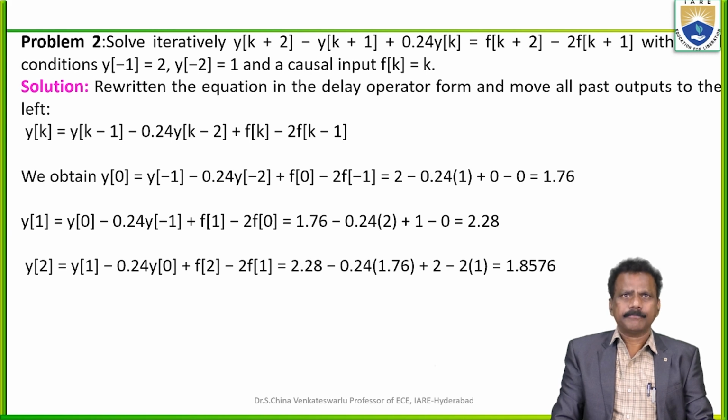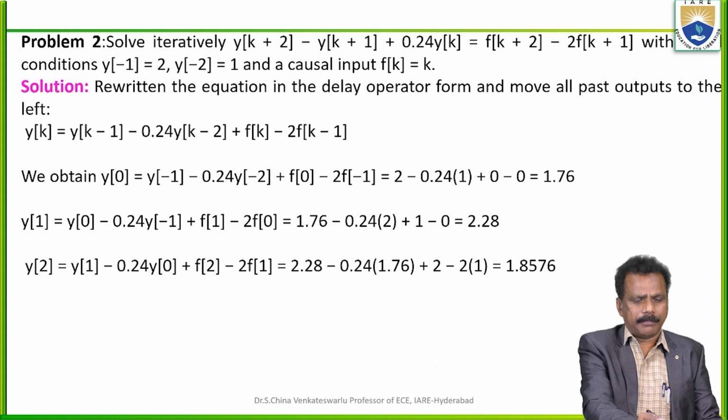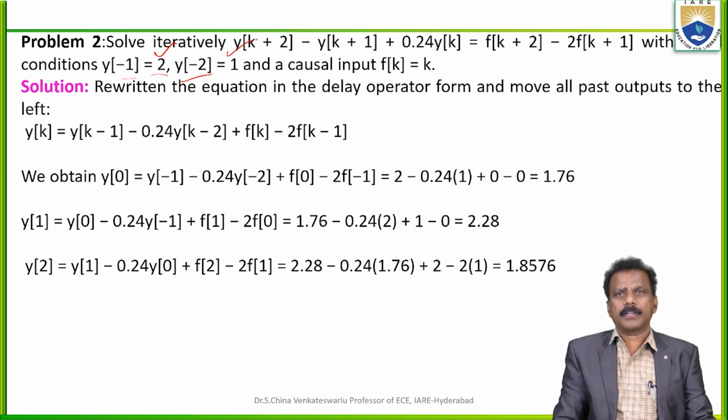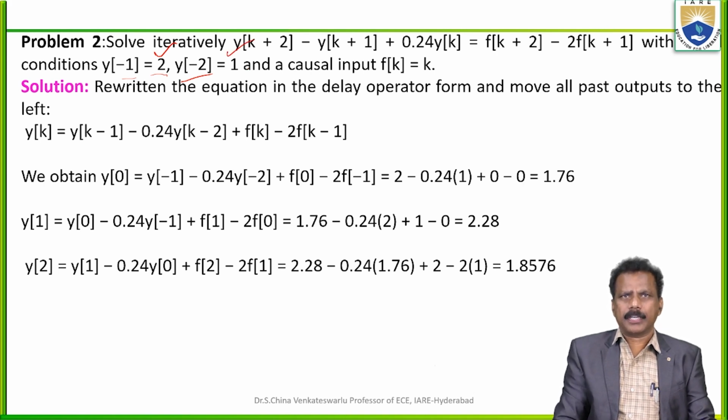The second one: you have to verify by solving iteratively y of k plus 2 minus y of k plus 1 plus 0.24 y of k is equal to f of k plus 2 minus 2 f of k plus 1, with conditions y of minus 1 is equal to 2, y of minus 2 is equal to 1, and the causal input f of k is equal to k. So how are the iterative values calculated?